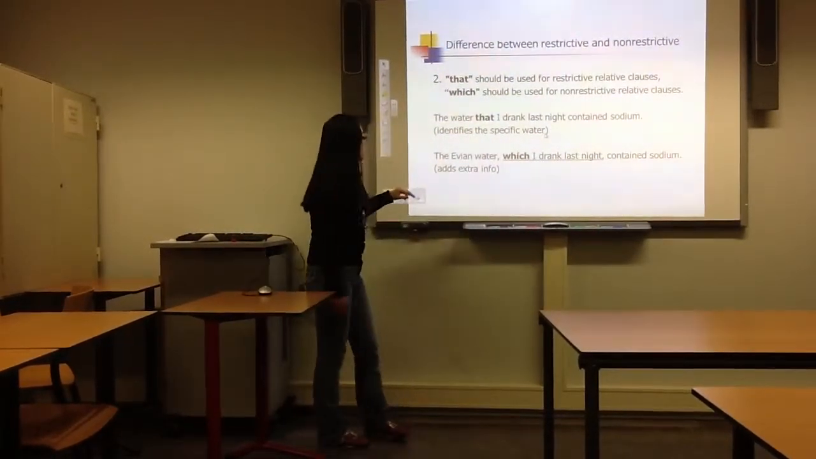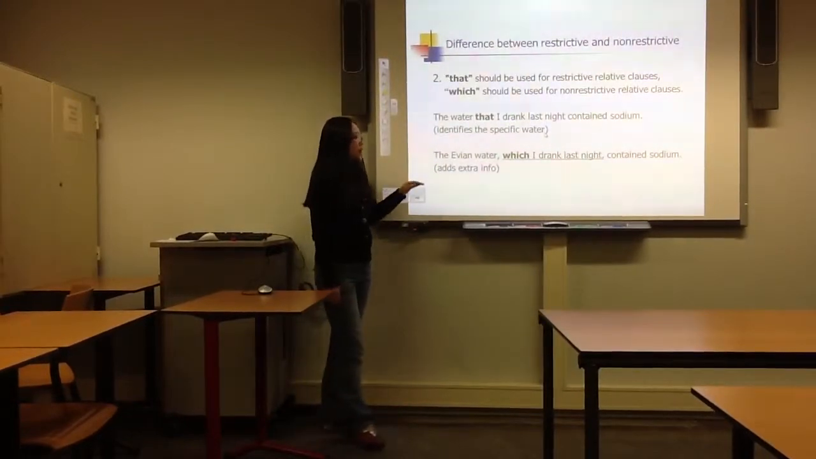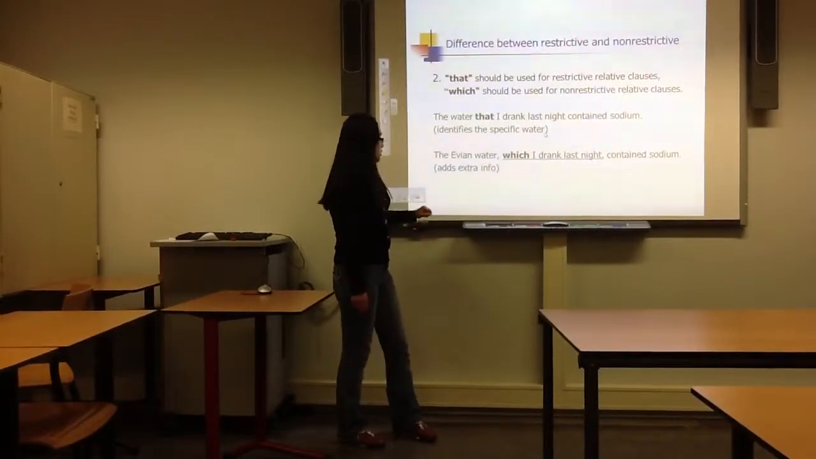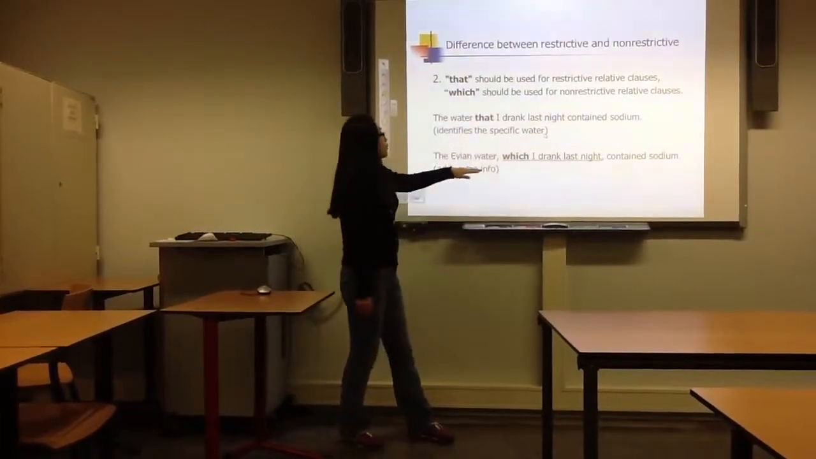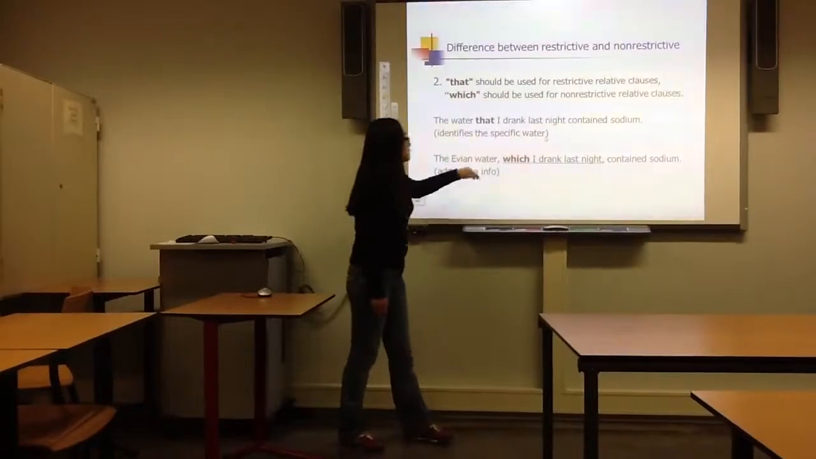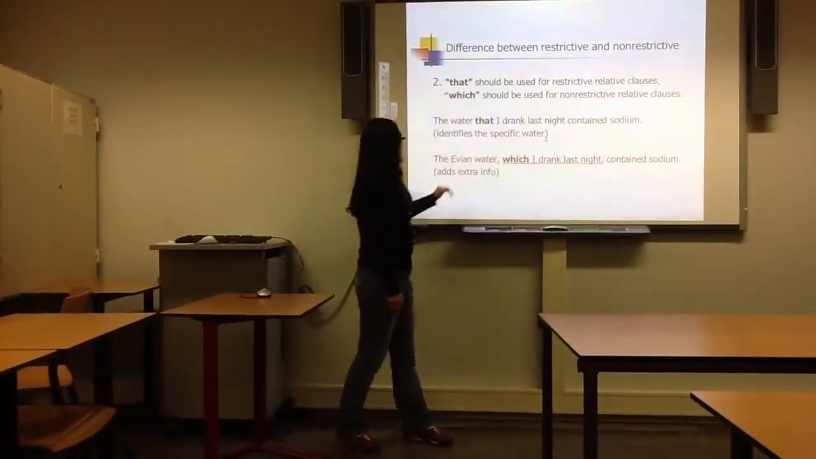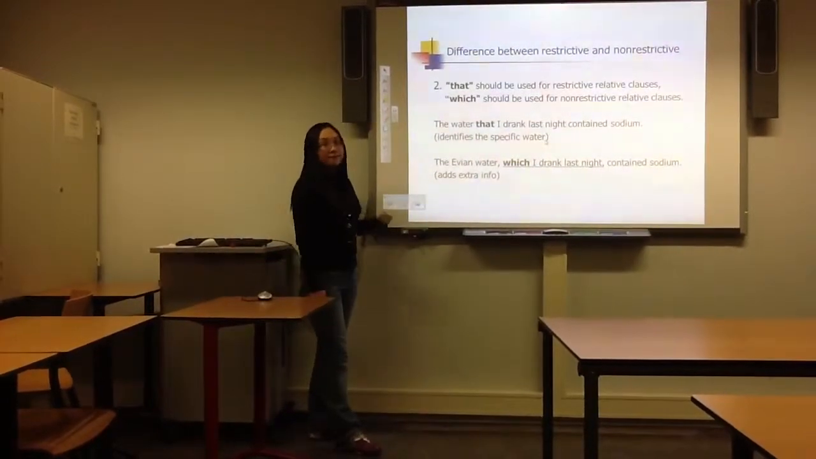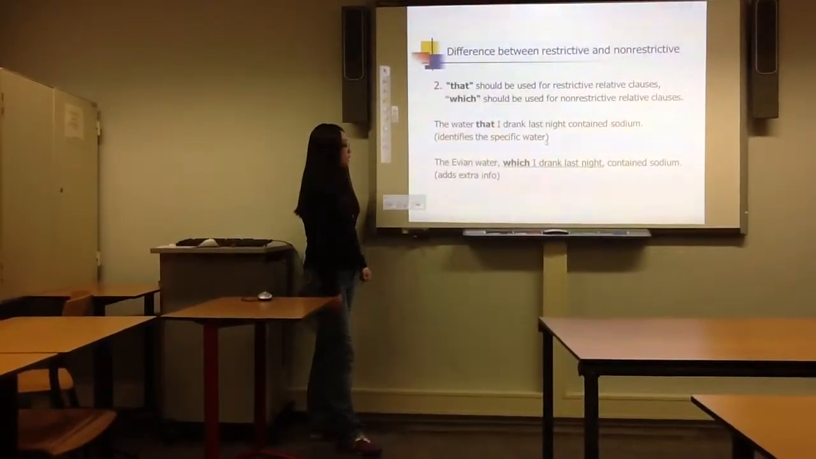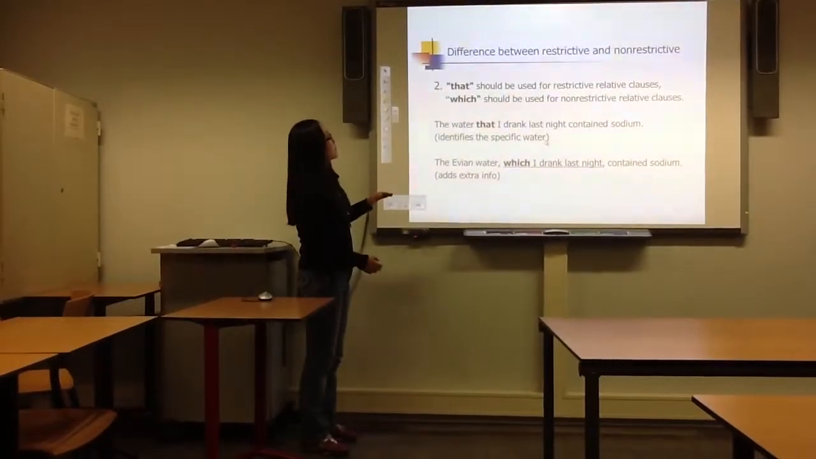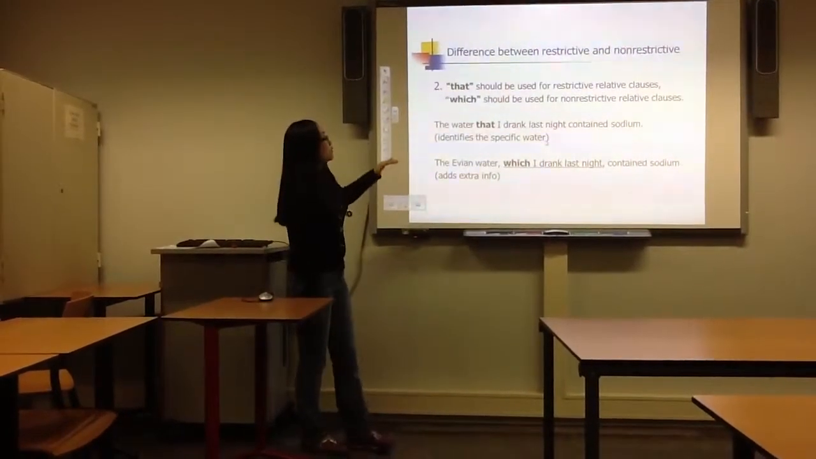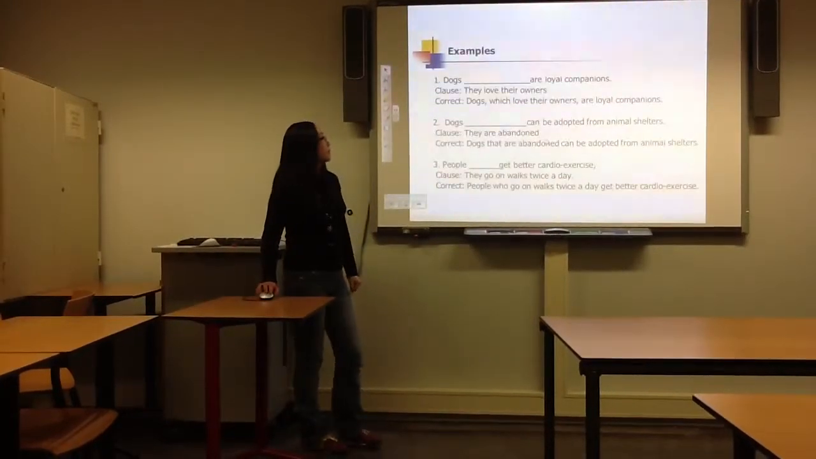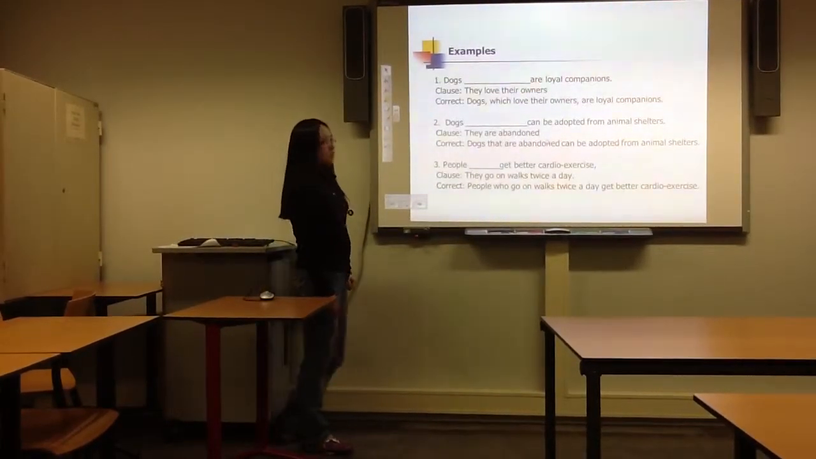And the second one: the other water, which I drank last night, comma, contained sodium. As you can see, which is used for a non-restrictive relative clause. And this clause only adds extra information about the subject, the other water. I think this can clearly explain the difference between those two relative clauses. And also there are more examples.